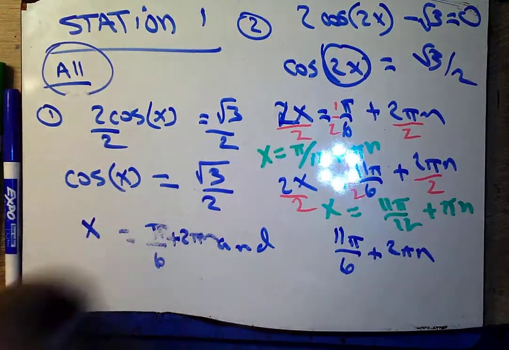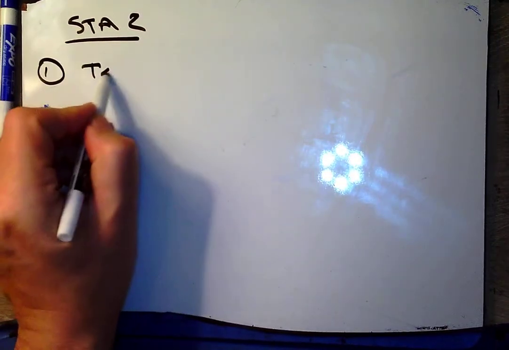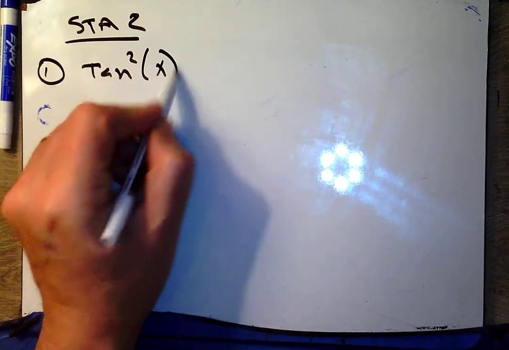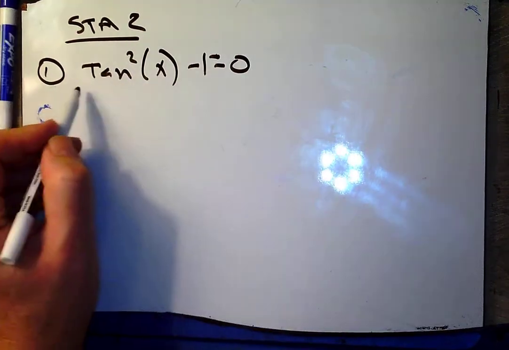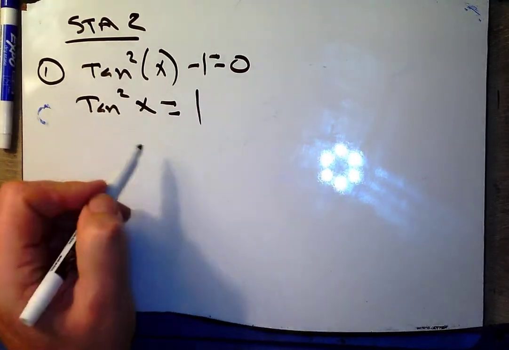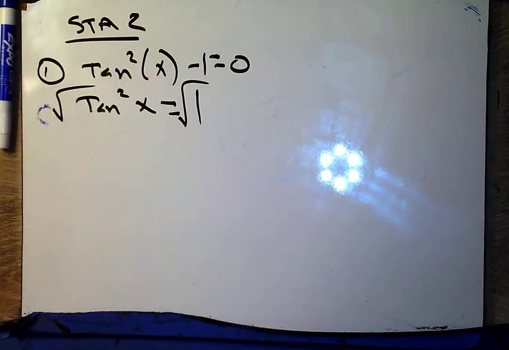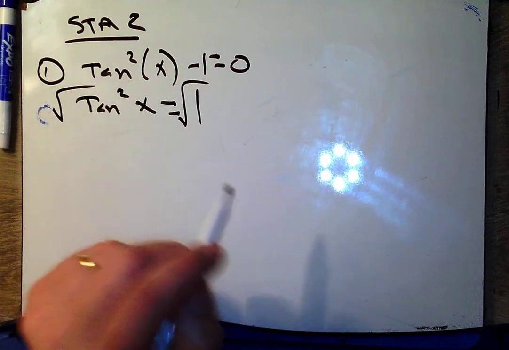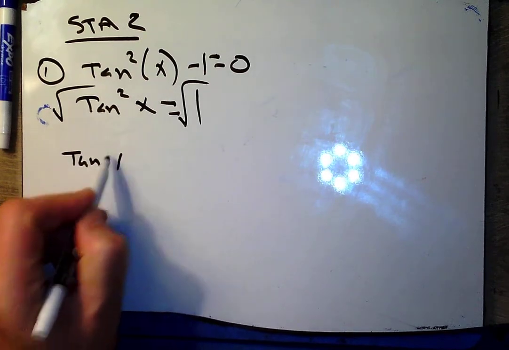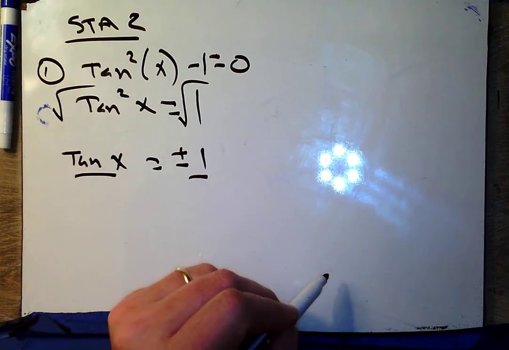Station 2 is another problem that says all solutions. And problem number 1, tangent squared x minus 1 equals 0. So that's asking us when tangent squared x equals 1, because we're just going to add 1 to both sides. Remember, when you take the square root of both sides of an equation, you have to remember, what is it again? That's right, the plus or minus. So we're wondering when tangent is plus and minus 1.